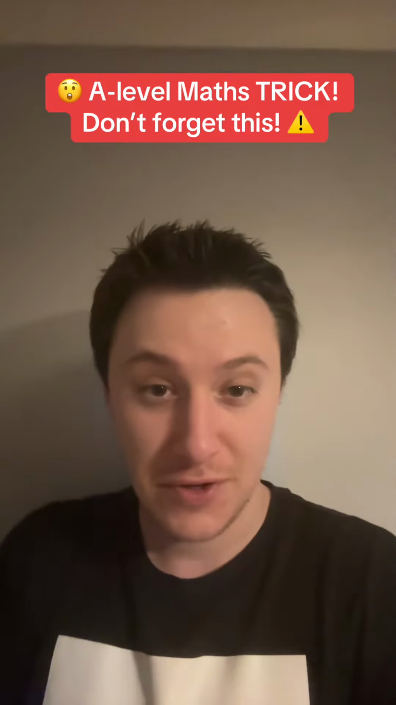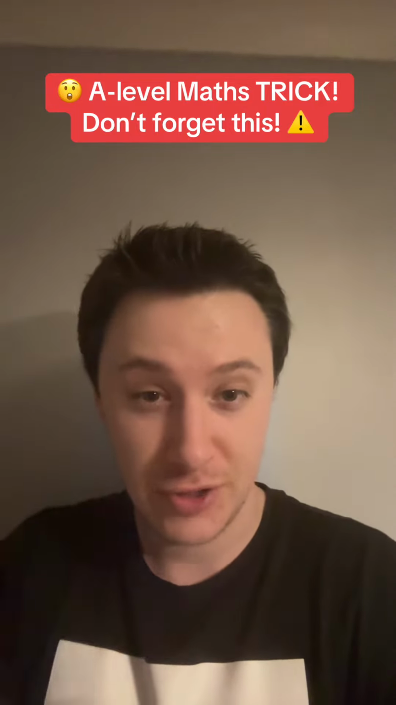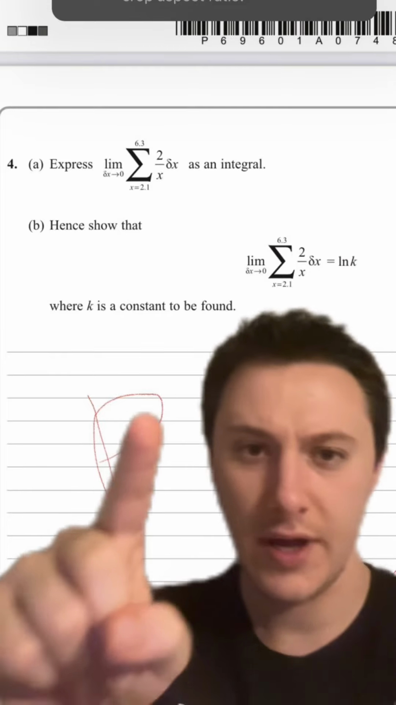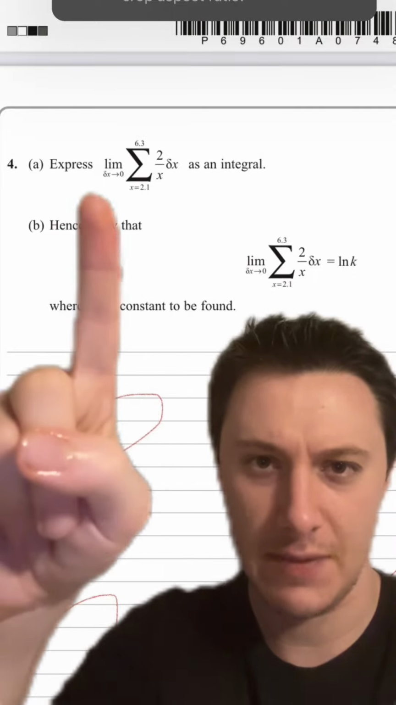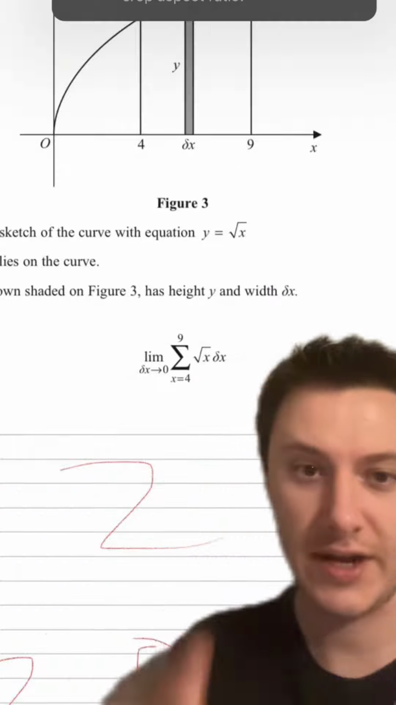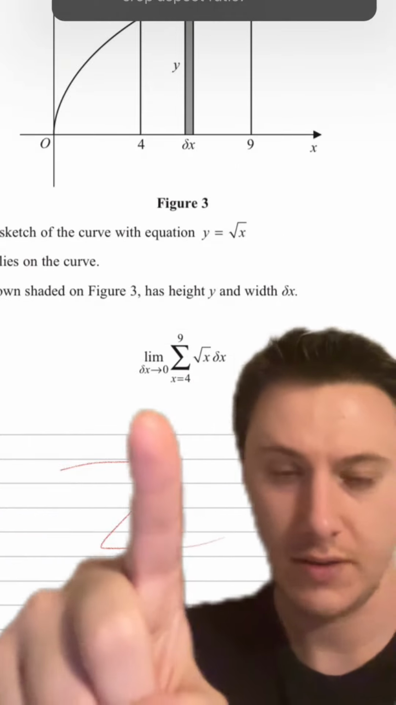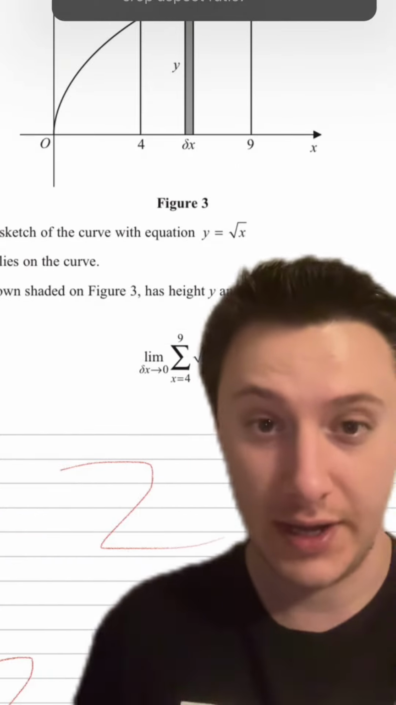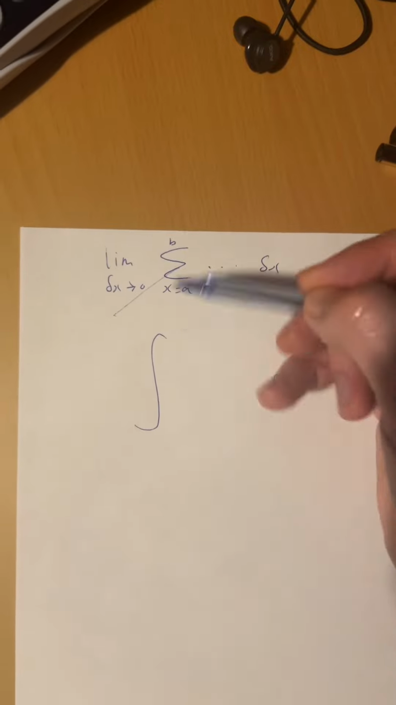Right, let me give you an A-level maths tip and trick you need to be aware of. When you get a question where you've got a limit and a sigma sign and a delta x like this, and here's another question like that as well here, what you need to do when you see that is change this here to an integration sign.